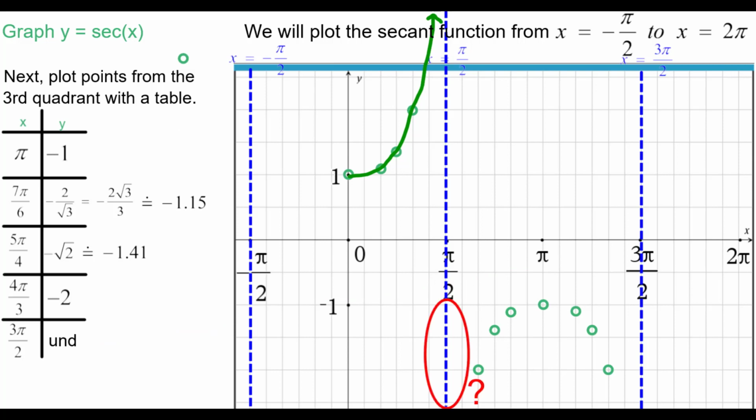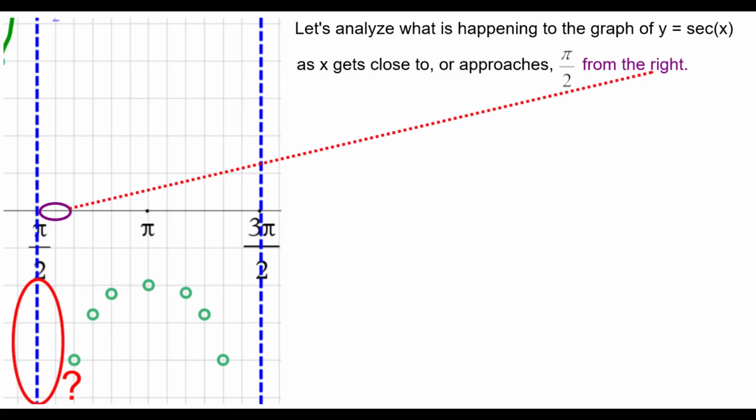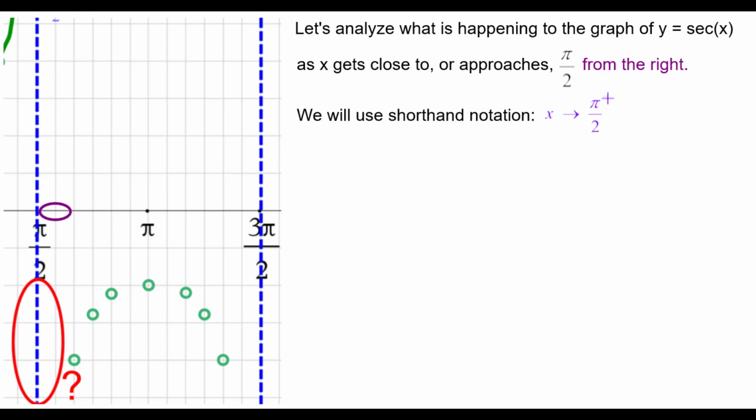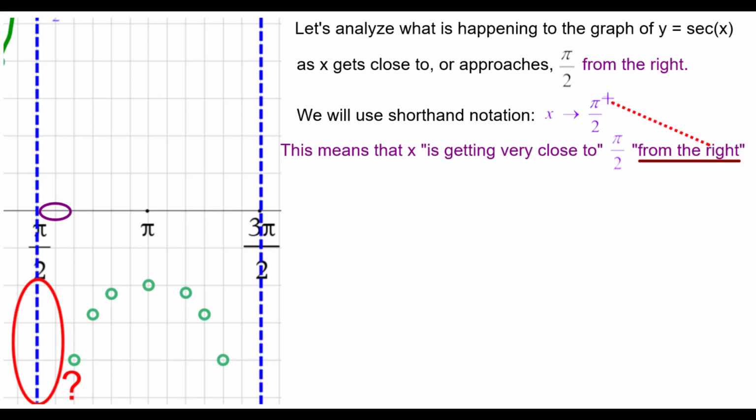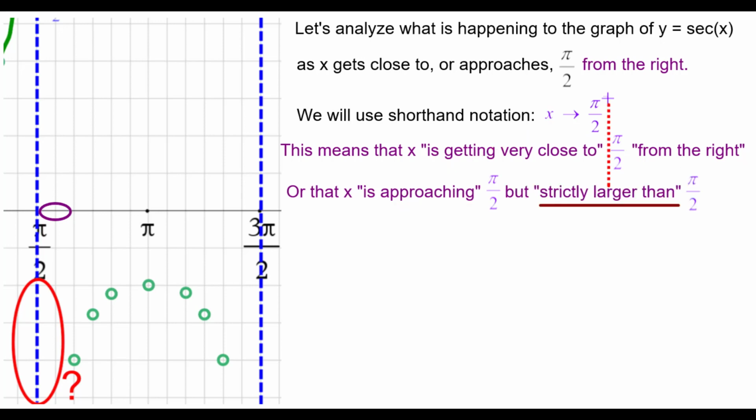So I'd like to look at what's happening right around the asymptote, on the other side of the asymptote. So we're going to analyze as x gets close to, or approaches, pi over 2, but from the right-hand side. We'll use shorthand notation, x arrow pi over 2, and then a plus sign for the exponent. And this means that x is getting very close to pi over 2, but from the right-hand side, or that x is approaching pi over 2, but strictly larger than pi over 2.